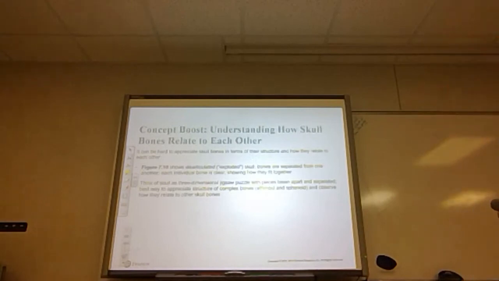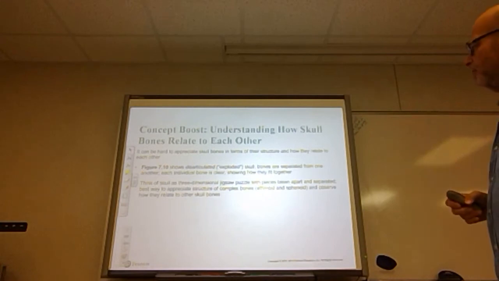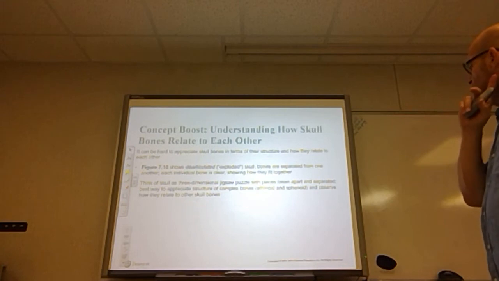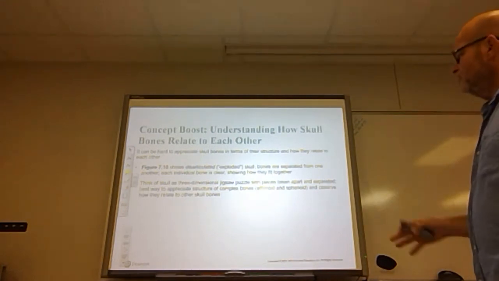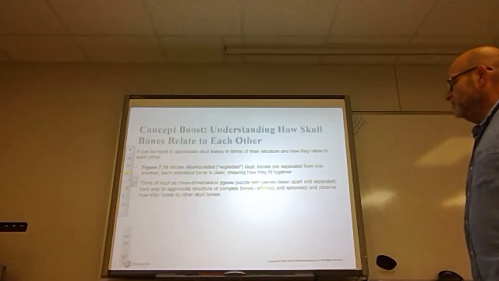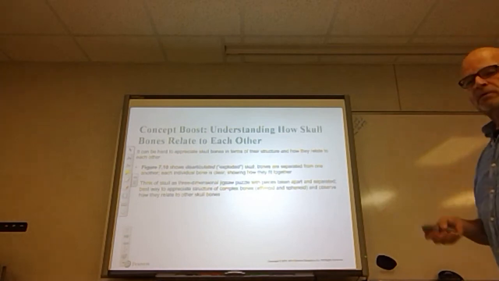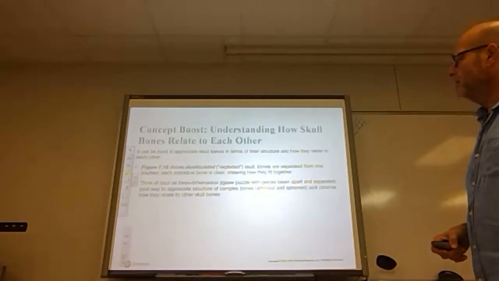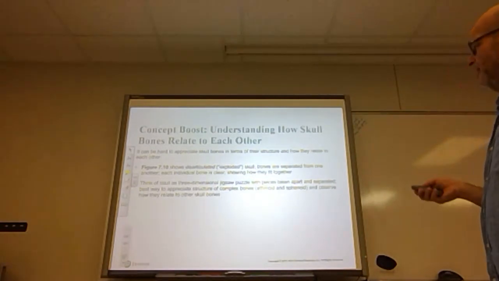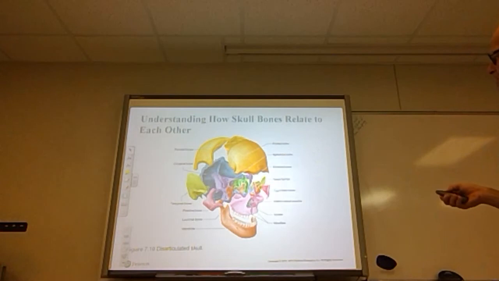It can be hard to appreciate the skull bones in terms of their structure and how they relate to one another. Again, figure 7.10 shows a disarticulated or exploded skull where the bones are separated, so each bone is visible, showing how they fit together. Think of the skull as a three-dimensional jigsaw puzzle with pieces taken apart and separated. It's the best way to appreciate the structure in complex bones such as the ethmoid and sphenoid and observe how they relate to other bones. And as I said, we have a skull in the lab that pretty much falls apart anytime anybody touches it. And there is my exploded, disarticulated skull.